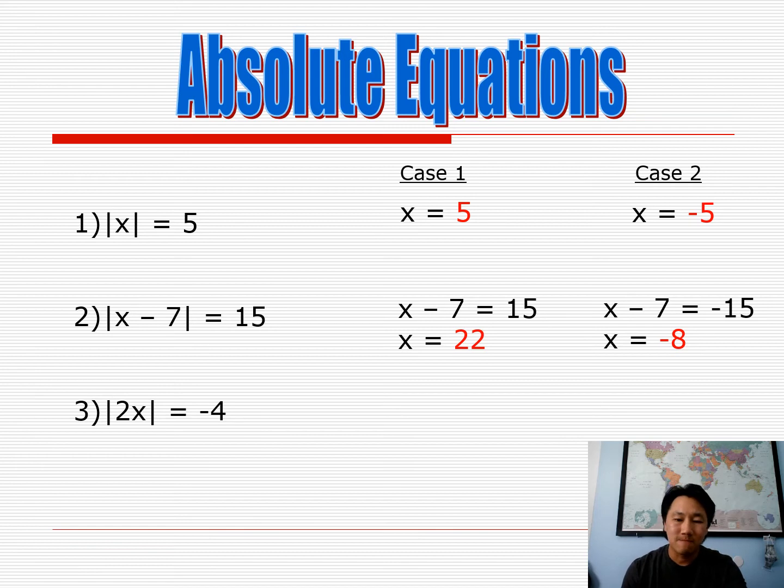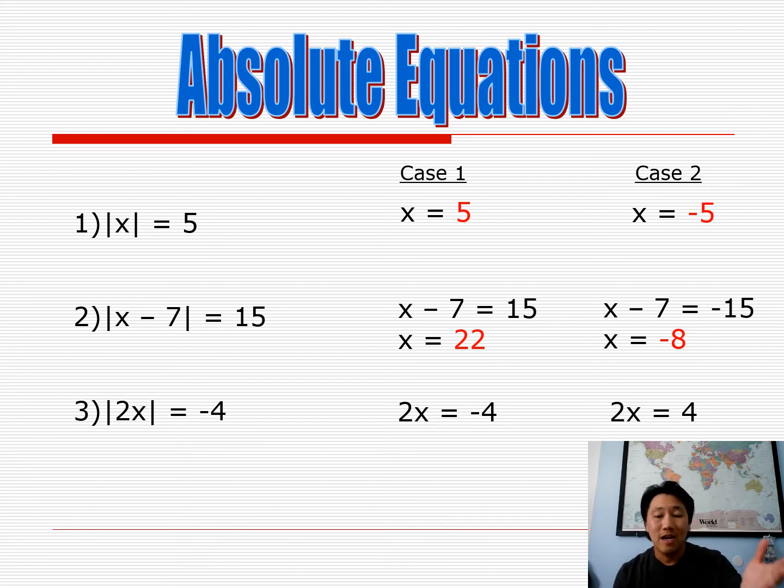Let's do this one. The absolute value of 2x is equal to negative 4. Now I know a lot of you guys are setting up the two cases like that. 2x is equal to negative 4, like I asked you to, and then 2x is equal to positive 4. All right, but here's the thing. You have to think a little bit carefully.